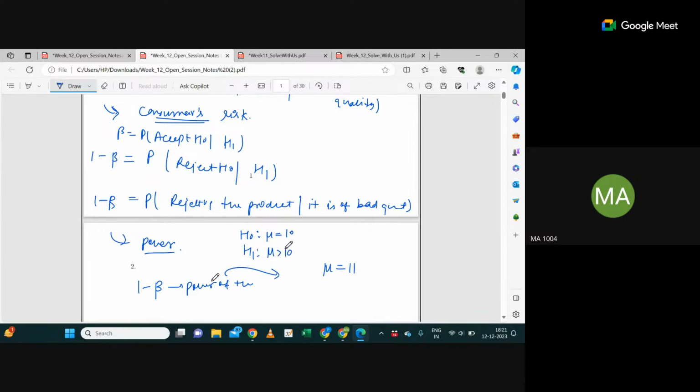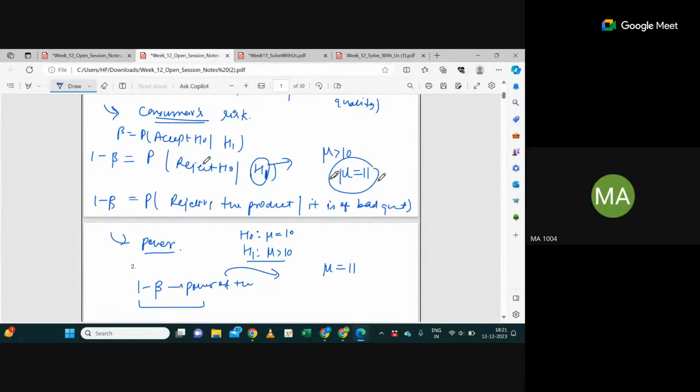But to compute the power of the test, we need H1 here, right? But what is the H1? H1 is saying mu is greater than 10. Correct. So what they will say is, find the power of the test for a specific value of mu, when it is 11 or 12, anything, but it will be given to you. For this specific value of mu, you have to find the power of the test. Got it? So we should take that reject H0 probability, given mu equal to 11.